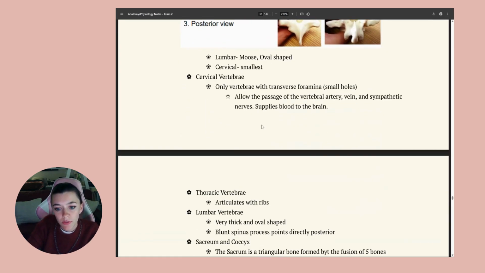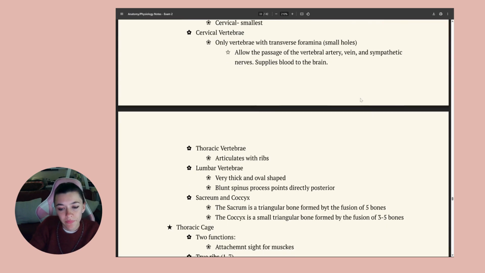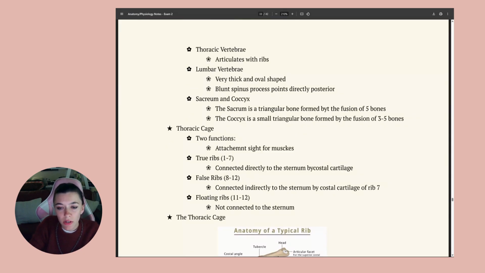So your cervical vertebrae are the only vertebrae with transverse foramina. It's the only vertebrae with small holes, and those allow the passage of the vertebral artery, vein, and sympathetic nerves. Thoracic vertebrae articulate with the ribs. Lumbar vertebrae are very thick and oval shaped. The blunt spinous process points directly posterior. So lumbar, go straight back.